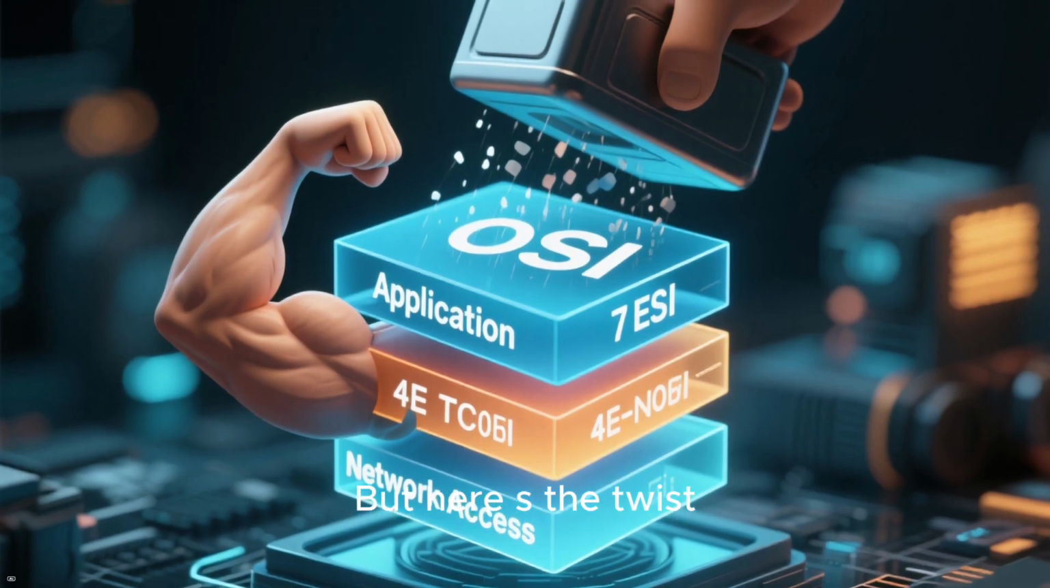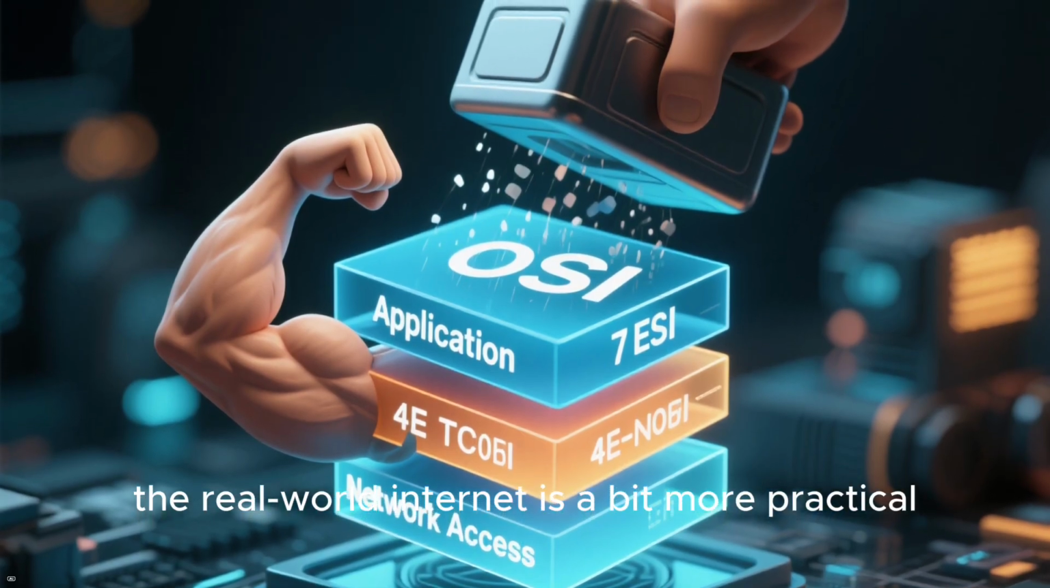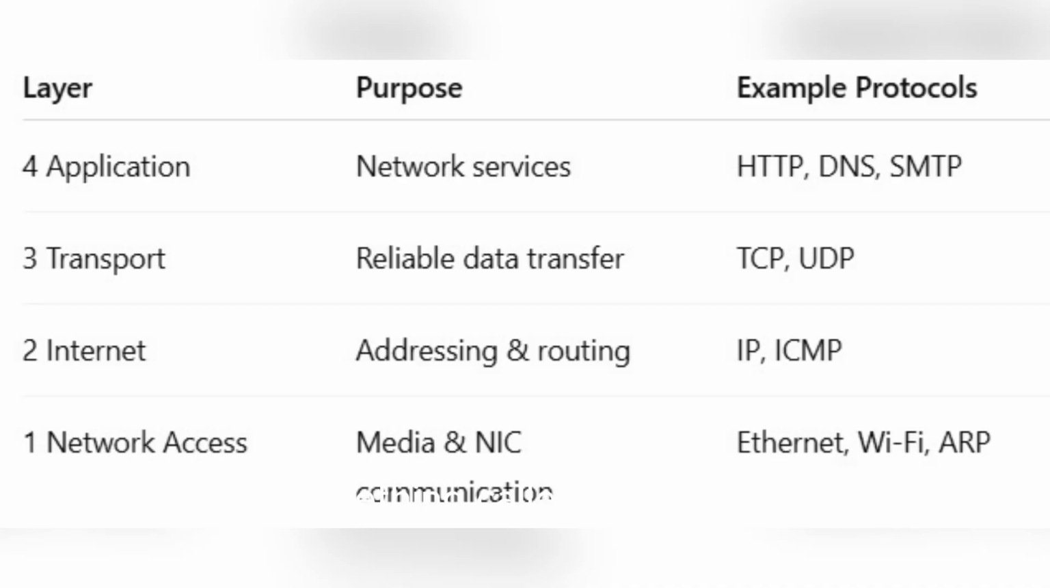But here's the twist. The real-world internet is a bit more practical. It uses something called the TCP/IP model, which squishes those 7 layers down into just 4. You've got the application layer at the top, then transport, then internet. And finally, network access at the bottom. It combines the top 3 OSI layers into one application layer and the bottom 2 into the network access layer. It's leaner, meaner, and gets the job done.